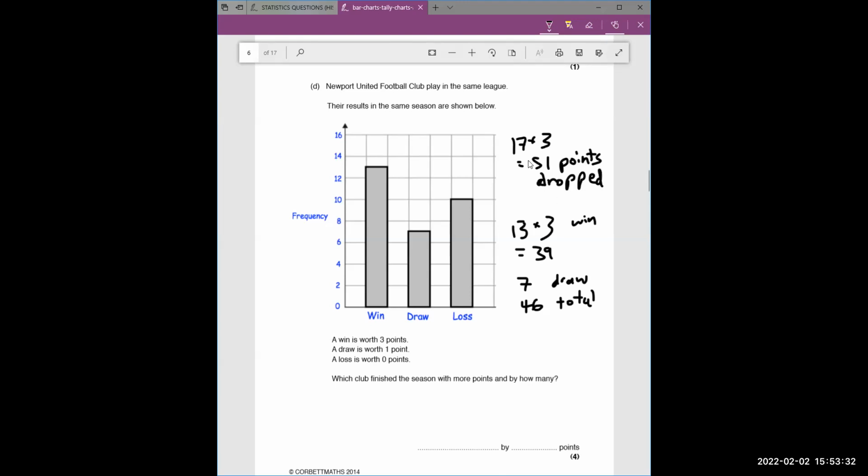All right, so they dropped 51 points from drawing and losing. Very good. The seven, well, why would you multiply it by 3? You sure? When you draw a game, they don't drop 3 points. They get 1 out of the 3 already, you know. Yeah, see what I'm saying.